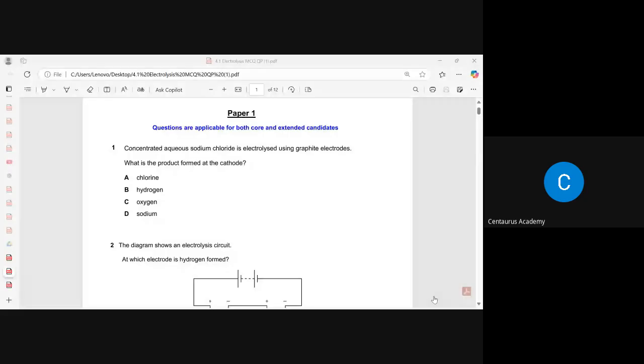Okay, I'll be sharing my screen with you guys. Do let me know if it is visible. Yes, is the screen visible? Yes, yes. Well, okay.